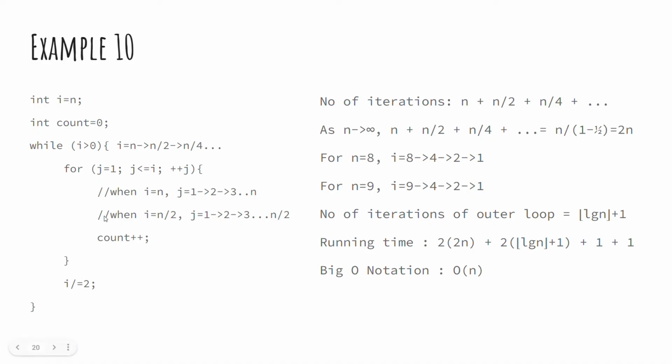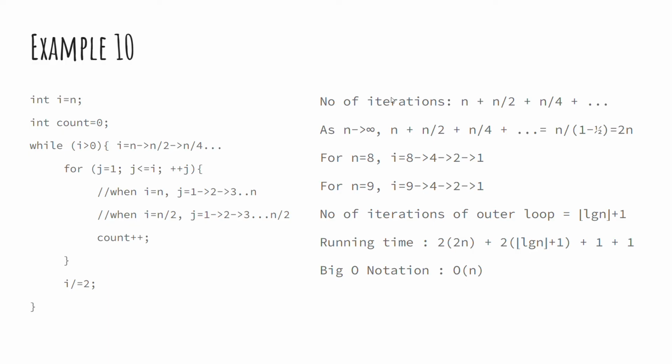And the inner for loop depends on I. So in the first iteration, when I is equal to n, j goes from 1, 2, 3 all the way up to n. And then when I equals n over 2, it goes from 1, 2, 3 all the way up to n over 2, and so on. And then count plus plus is again two operations, as we just saw in the previous examples.